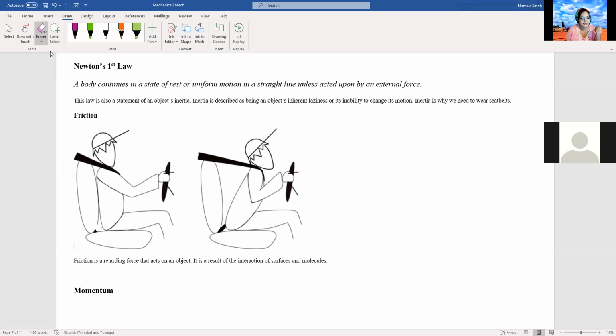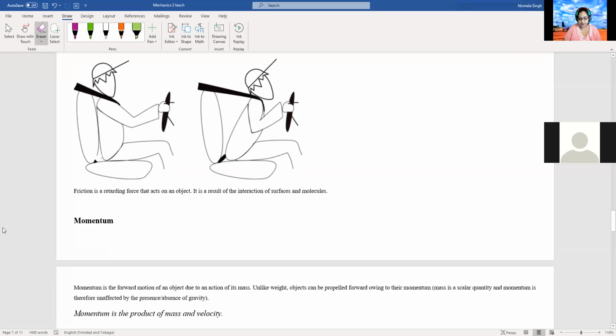So this is going to be in an assignment. I'm going to give you all an assignment to explain how inertia works and explain how friction works, as an interaction of molecules. So let's continue reading.